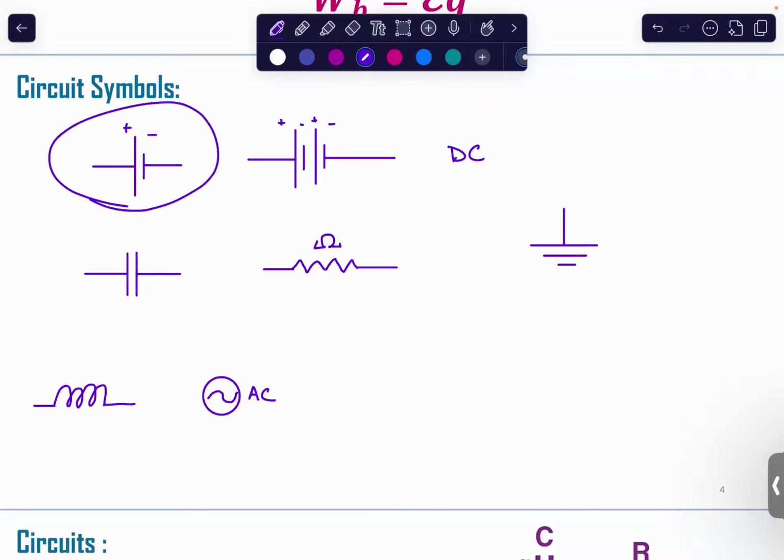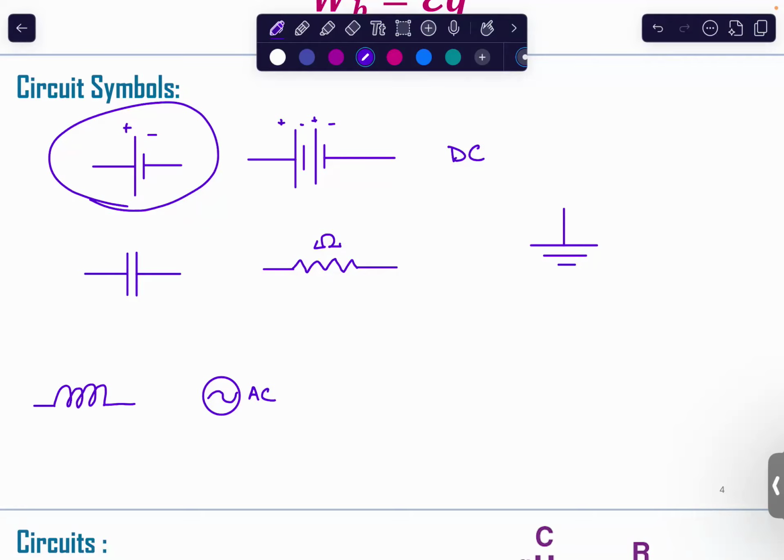You'll use this one. But if you open a book and you see it drawn out as multiple cells, it's the same thing. You can call it battery. That's it, alternating current, that's your AC. Oh, that's your inductor. And you can call these both battery.